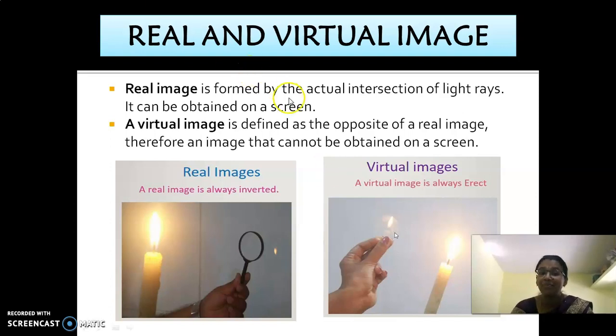Real image is formed by the intersection of light rays, so we are able to see the real image on a screen. Whereas virtual image is opposite to real image, it cannot be obtained on a screen. Look at here, this is the screen, right, children? Here we are able to see this on the screen. It is inverted. Real image is always inverted, and we see it on the screen, not the mirror. And virtual images are erect, but we are not able to obtain them on the screen.